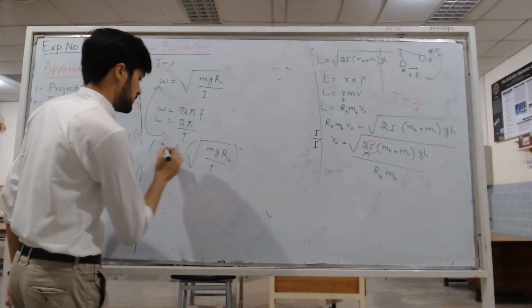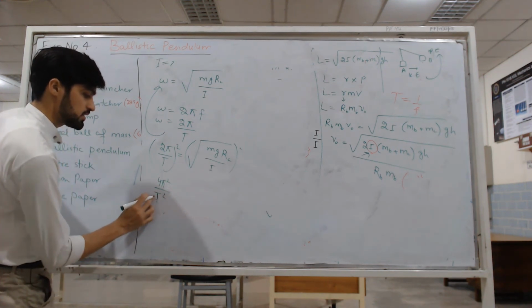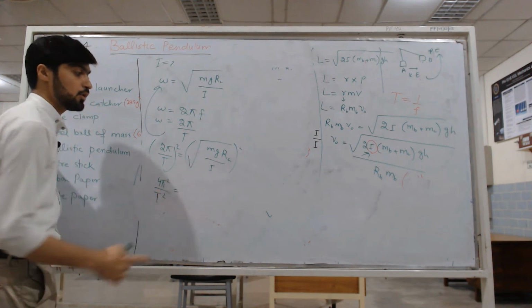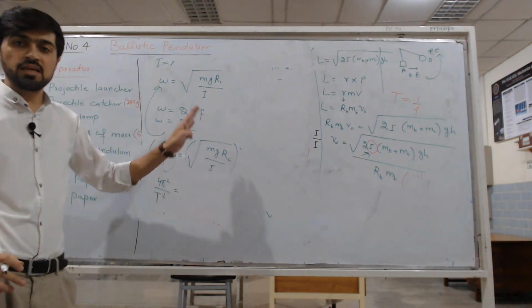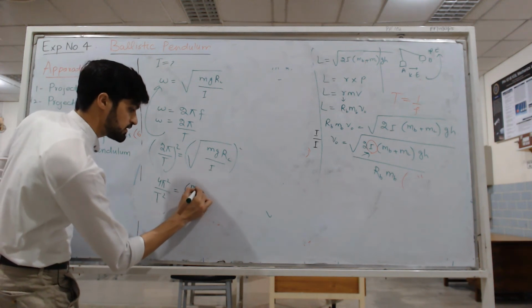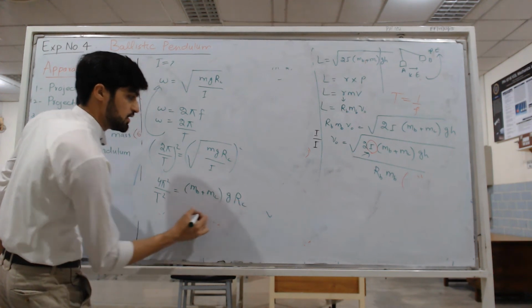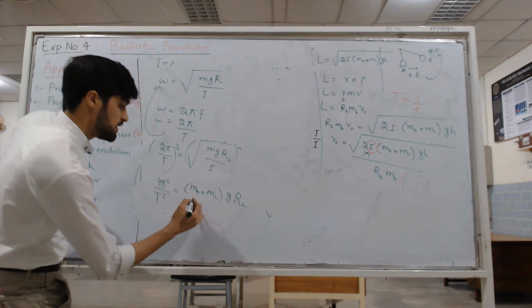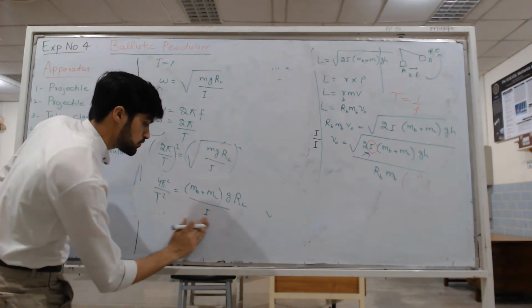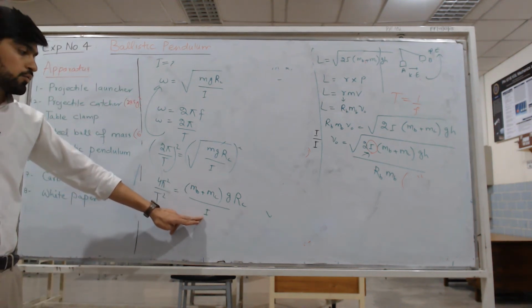Now squaring both sides, we will get 4 pi square divided by t square, which is the time period, is equal to m. Now the m is, because we are discussing the case after the collision, so m will be replaced by the mass of the ball plus the mass of the catcher into g rc divided by the inertia. Now simply you can play with this equation to calculate the value of inertia.